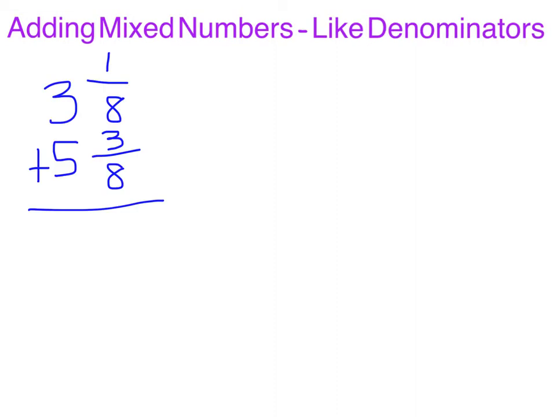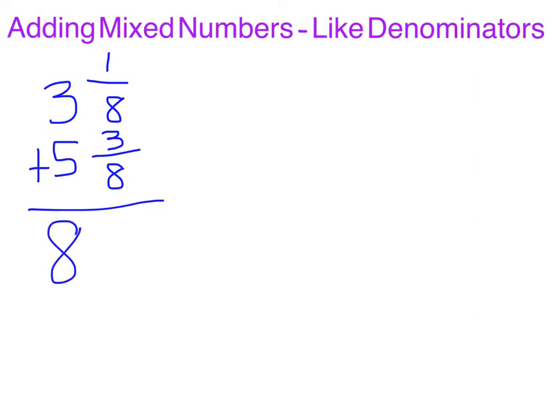One way to find the sum of mixed numbers is to treat the fraction and whole number parts separately. Let's look at this problem. 3 1/8 plus 5 3/8. The first thing that we are going to do is add the whole number parts, or 3 plus 5. 3 plus 5 is 8, so we simply write that down below.